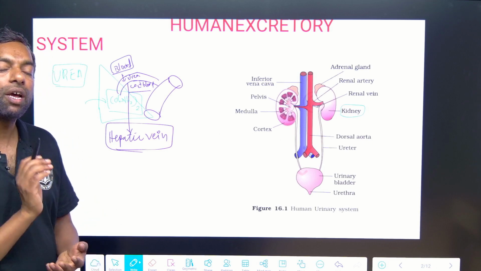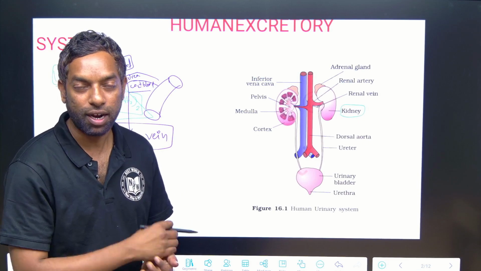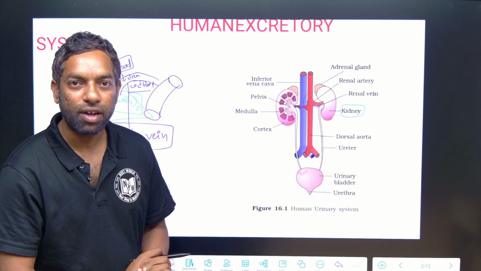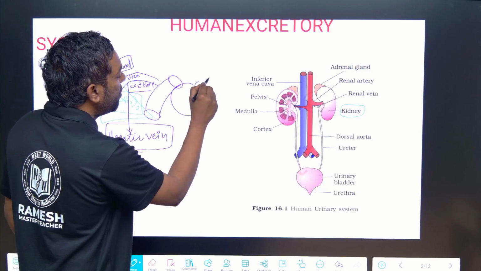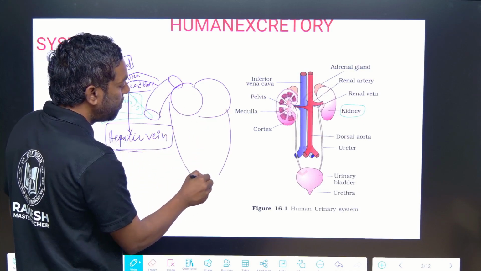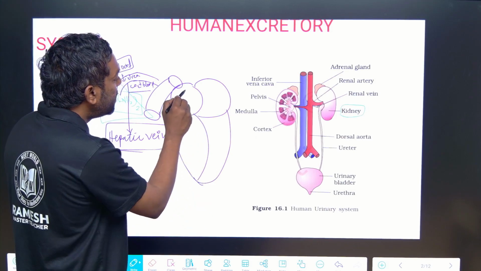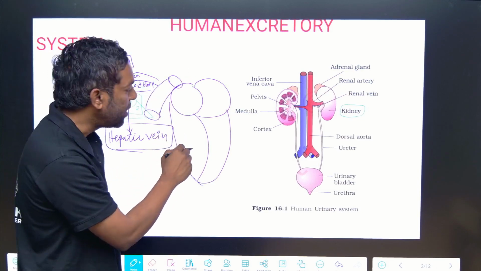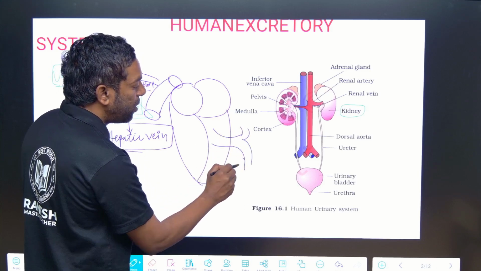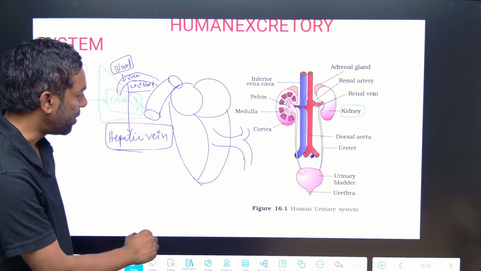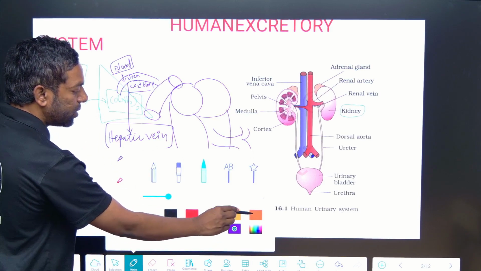Urea produced in the liver is carried forward from the hepatic vein into the vena cava, and the blood is carried into the heart. From the heart, the blood is filtered through the lung. Then the aorta carries it into the body parts, systemic aorta, which carries it into the kidneys, right?